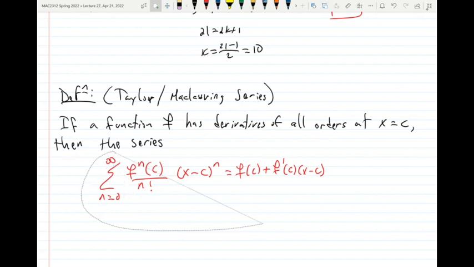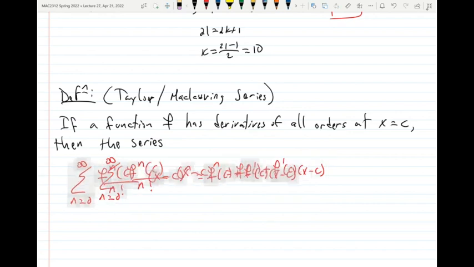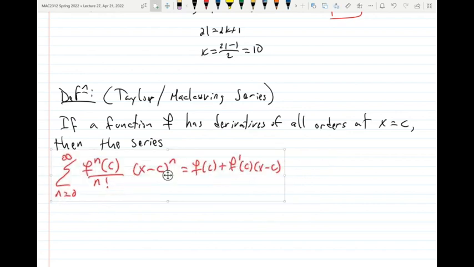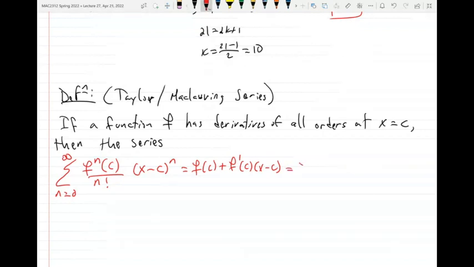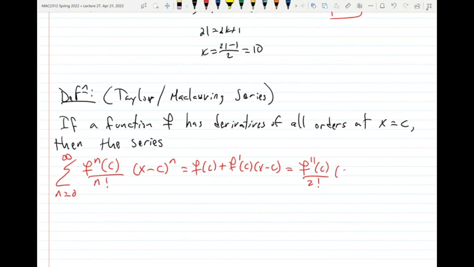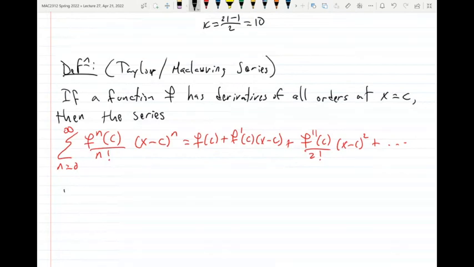And then when n is equal to 2, this is the second derivative at c over 2 factorial times (x minus c) squared, and so on. So this is just a number, the value of the function at c, then the terms with (x minus c), (x minus c) squared, etc. The coefficients are given by the derivative at c divided by the corresponding factorial, same power, same factorial.